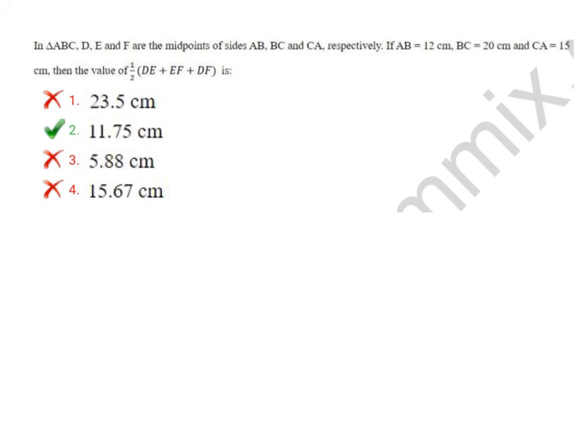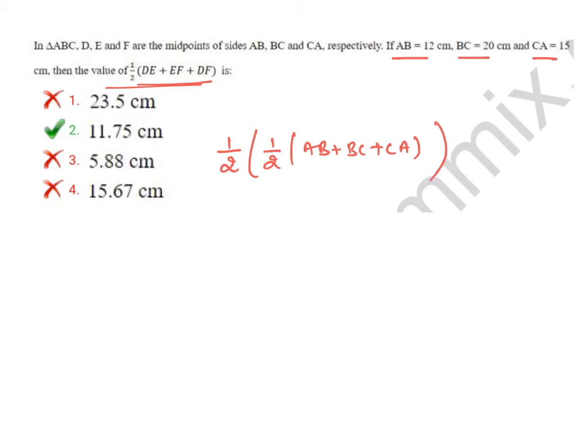Next. In triangle ABC, D, E, F are the midpoints of the sides AB, BC, CA respectively. So line joining the midpoints, as per midpoint theorem we know, is half of the third side. So he's giving you the three sides AB, BC, CA and he's asking you the value of DE plus EF plus DF, which is simply half of AB plus BC plus CA. Without drawing the figure we are taking it, because line joining the midpoints is simply half of the third side of a triangle.